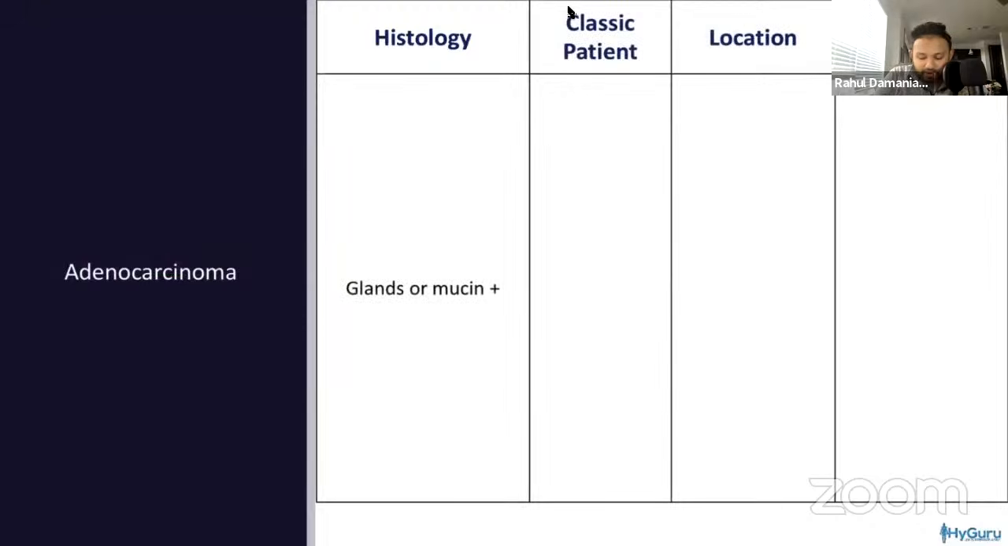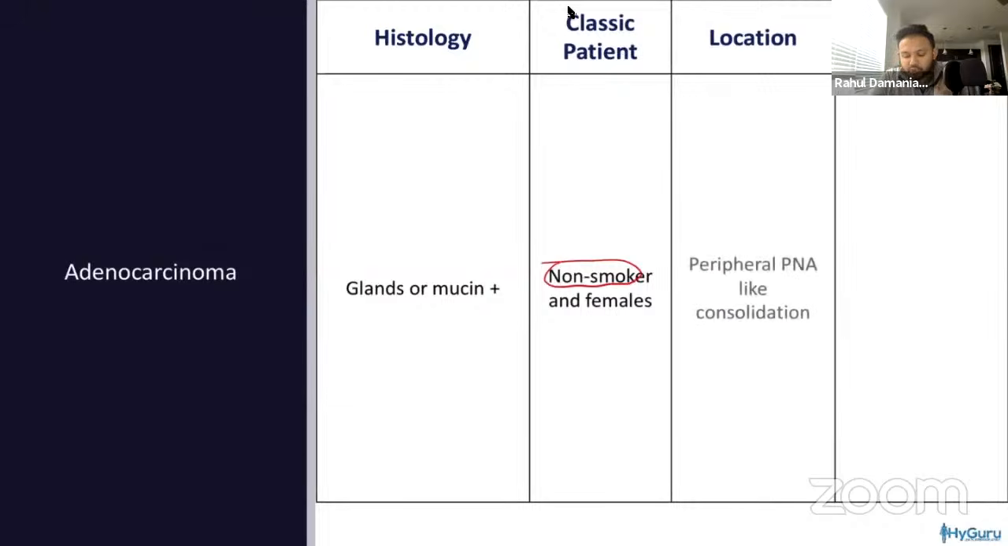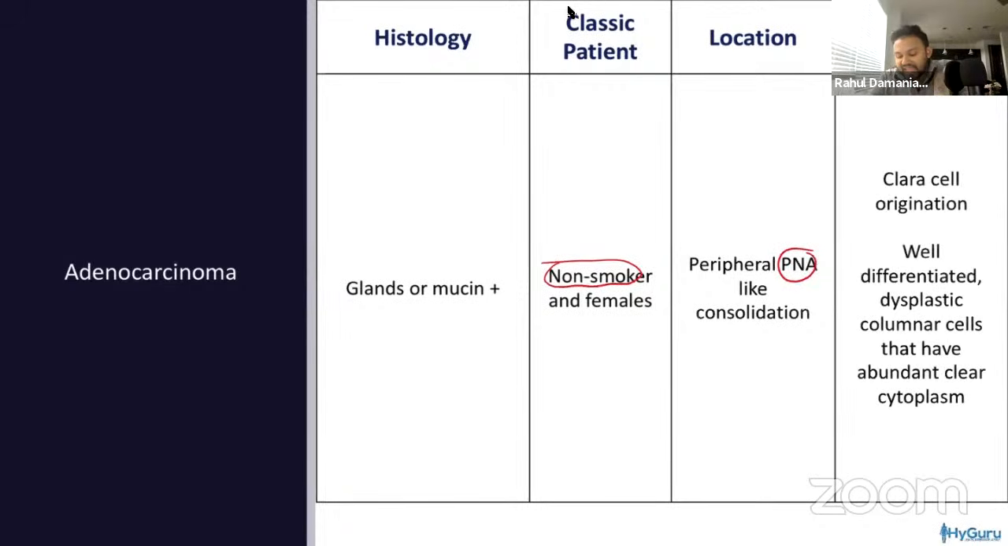Adenocarcinoma, not as high yield, but what's important is that typically this is seen in non-smokers, and these tumors are going to act as peripheral consolidations, just similar to pneumonia. And they have these dysplastic cells, which means that it's a cancer, and an abundant clear cytoplasm, which is directly related to the amount of mucin that these tumors have.